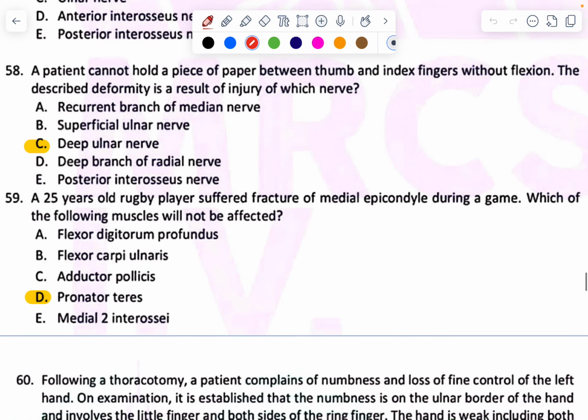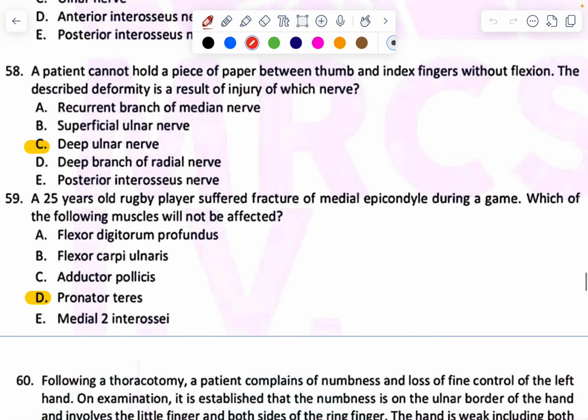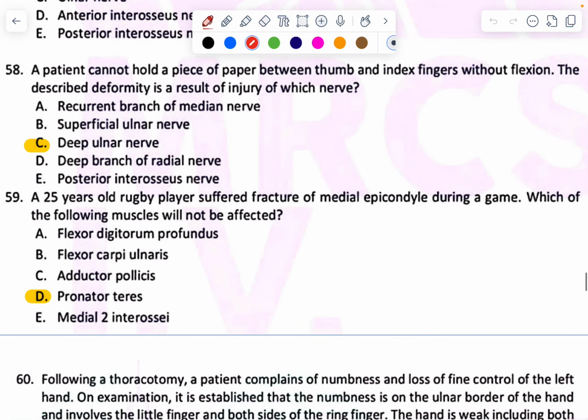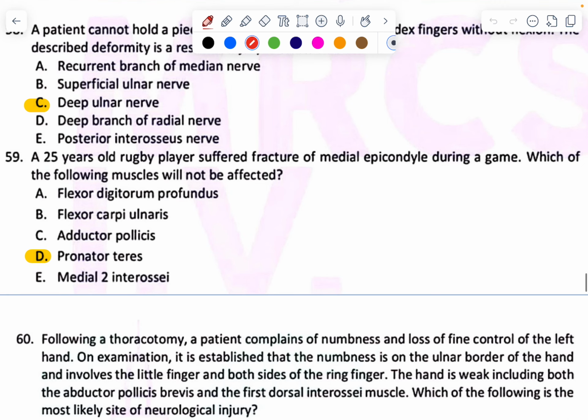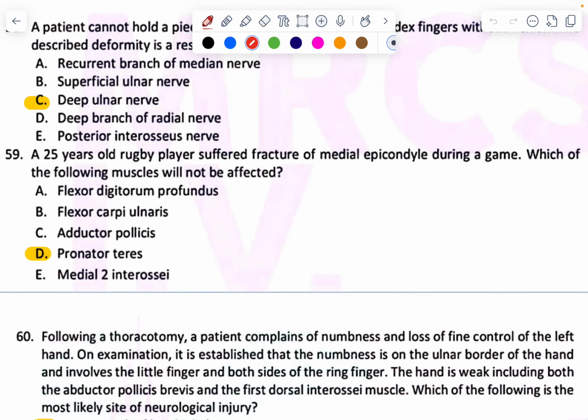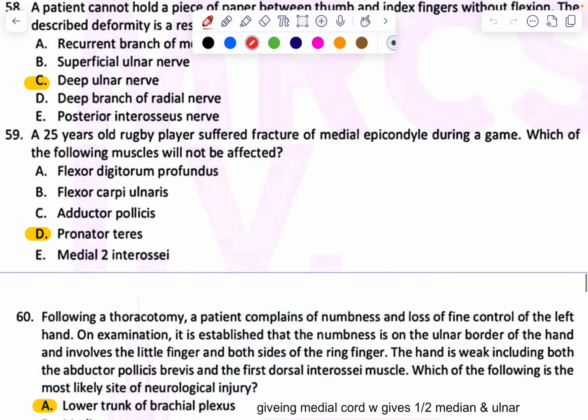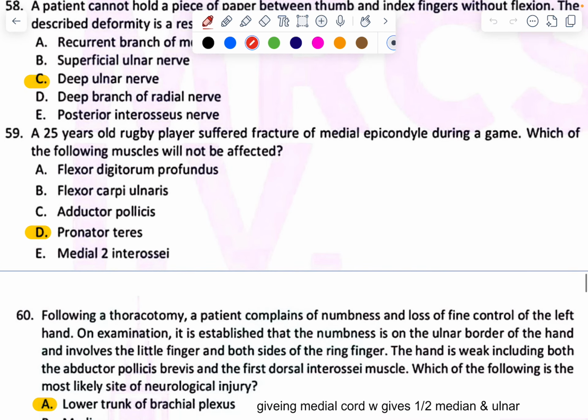Following thoracotomy, patient complains of numbness and loss of fine control of the left hand. On examination, the numbness is in the ulnar border, the hand is weak, including abductor pollicis brevis and first dorsal interosseous. Which of the following is the most likely neurological injury? So lower cord, lower trunk of the plexus.